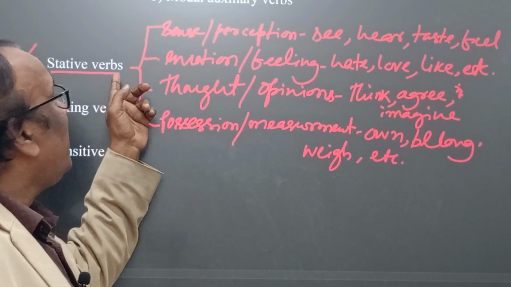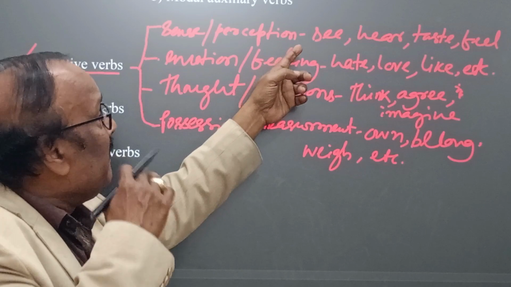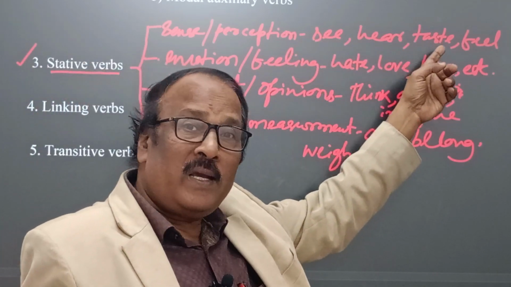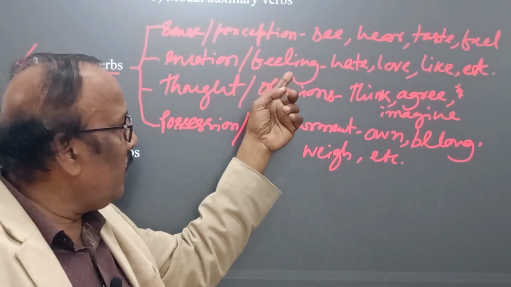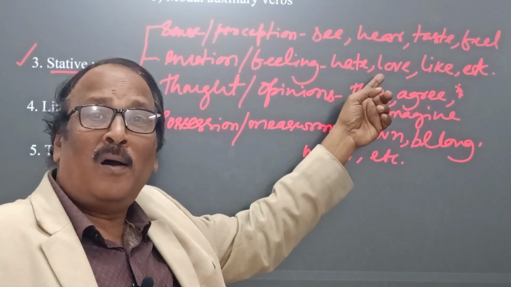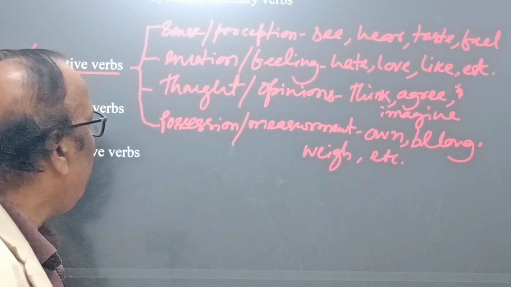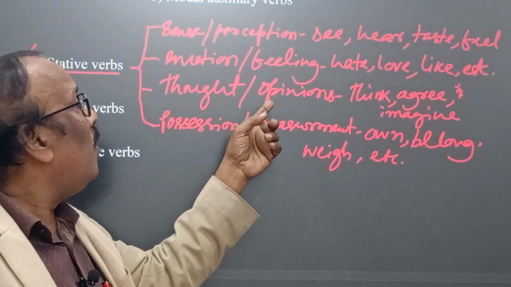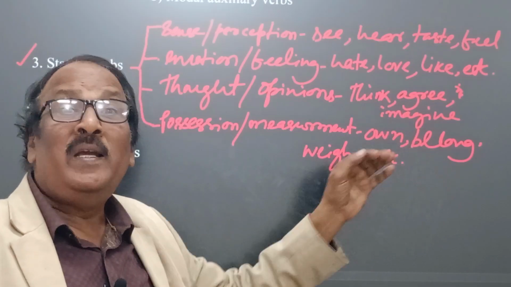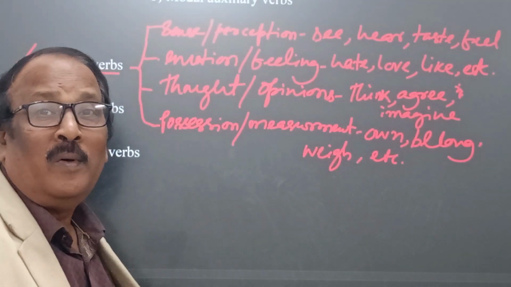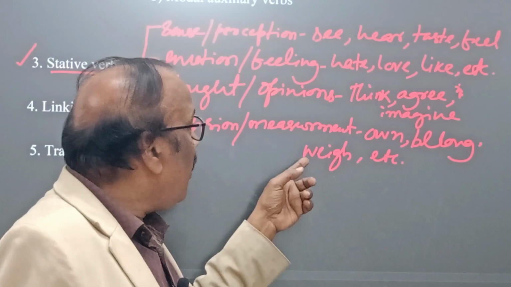The third point, stative verbs. These verbs express sense or perception. For example, see, hear, taste, feel. The other idea: emotion or feeling. For example, hate, love, like, dislike, prefer, etc. Again, thought or opinions. Examples: think, agree, disagree, imagine, assume. Possession or measurement, like own, belong, weigh.